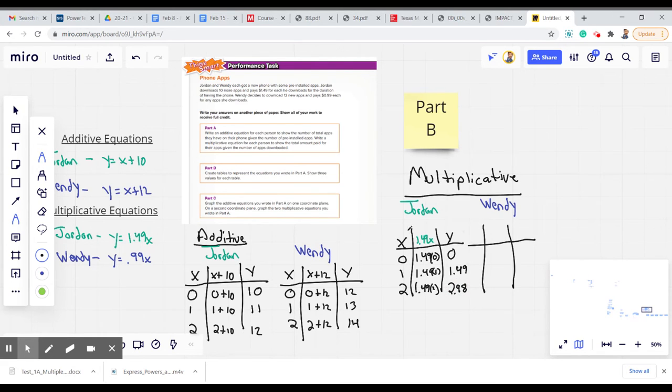And then for Wendy, I went ahead and filled out Wendy's table. Wendy's was 99 cents x, right? Same thing. My x's were the same as Jordan's, and we found out what the cost would be. All right, so that's it for part B. Moving on to part C.